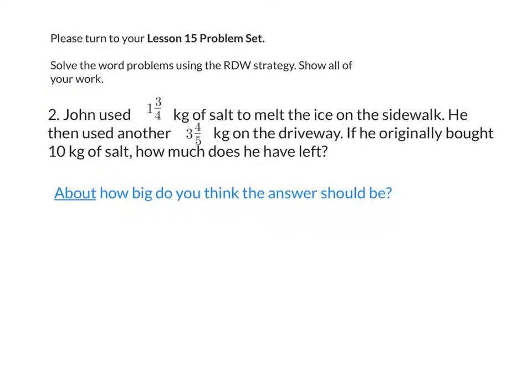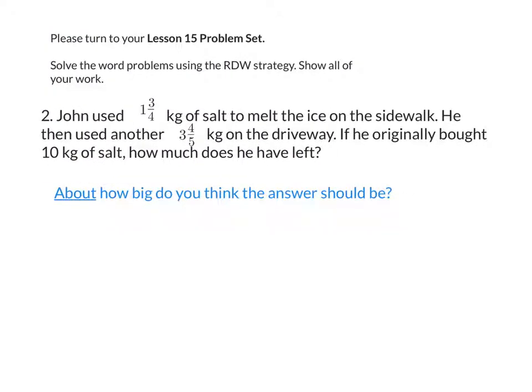Underline it. Well, we can see here the question's asking, how much salt does John have left? That's what we're trying to figure out. Okay, let's now read it again and circle the important information. Well, we know he used up already 1 3/4 kilograms. That seems important. He then used another 3 4/5 kilograms. That also seems important. Finally, we know that in the beginning, he started with 10 kilograms of salt. So if we circle the important information and underline what the question's asking, that shows that we've done the first step. We've read the problem.